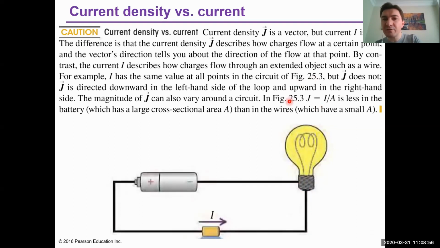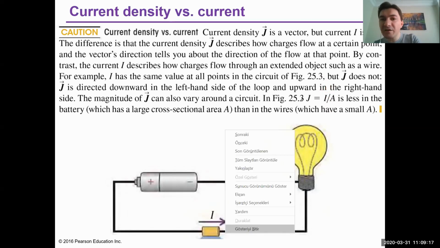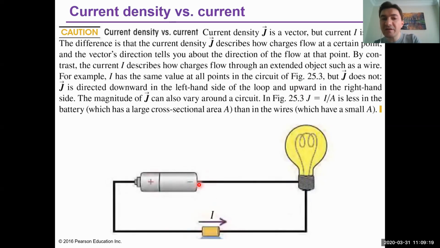In addition, what we see here, the current density is given by current per area, right? So the cross-sectional area of this wire is much smaller than the cross-sectional area of the battery. Since current is constant, here we have small area, big current density, but here we have small current density since the cross-sectional area increases within the battery, okay? So don't forget this difference between current density versus current.